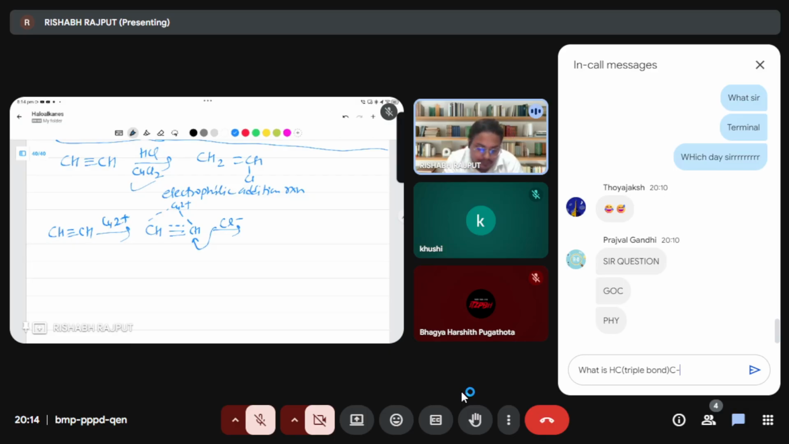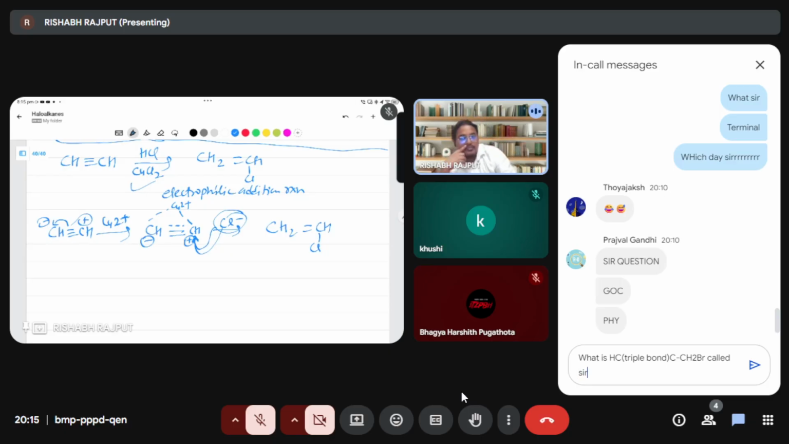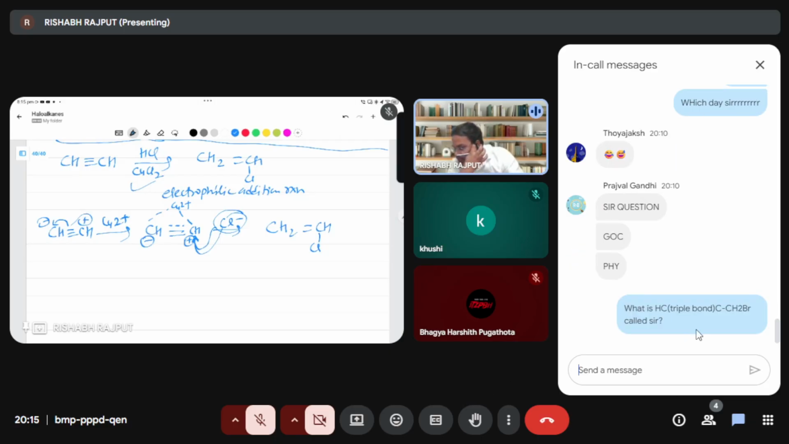See what happened here. If you delete this bond, one carbon will get the negative charge and one carbon will get the positive charge. So the chlorine, which is negative, will go to the carbon that is positive. Here, if you observe, it will make CH2=CHCl. You can say it is an electrophilic addition reaction. Don't worry, I will discuss this mechanism also.